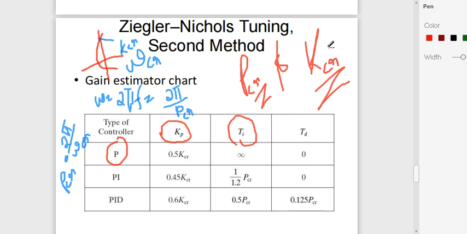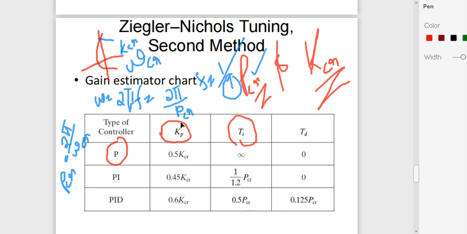But we need to find the values of Kcr and Pcr. How can we find Pcr? Angular frequency omega equals 2 pi f, and f equals 1 by T, where T is the time period. This T is called Pcr. Here the time period T is represented as P.